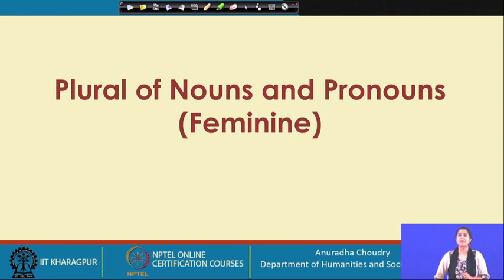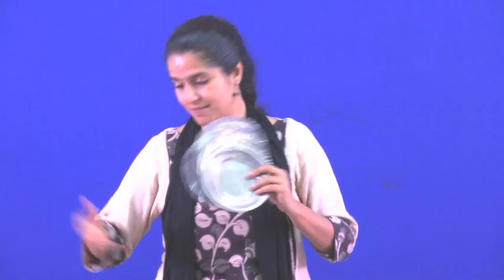Now let's look at some nouns in the feminine. So we have, you remember, sthalika, meaning dish. So let's get a few dishes together. Sthalika becomes sthalikaha. Very good. Similarly, kunchika, kunchikaha. Bunch of keys.